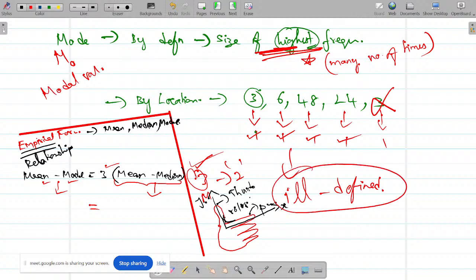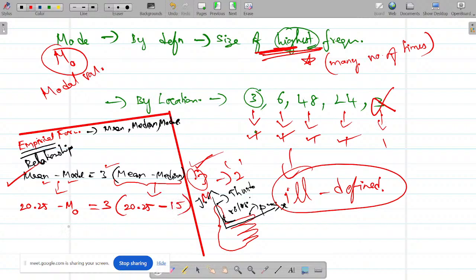Now, what is the position here in my problem? 3, 6, 48, 24. No mode. Mode is ill-defined. So, using this relationship, I can find my mode value. Can you help me out? What is the mean value? Let me substitute the values. We have found it already, 20.25. So, 20.25 minus mode, I can represent as M naught, is equal to 3 times of 20.25 minus median. Median is 15, okay.